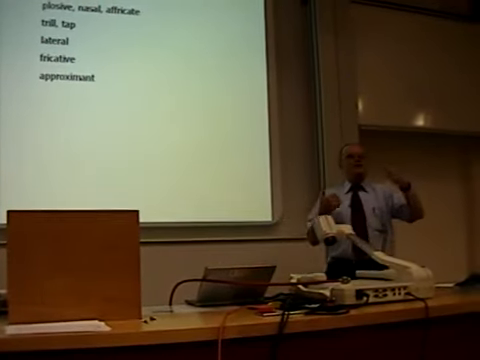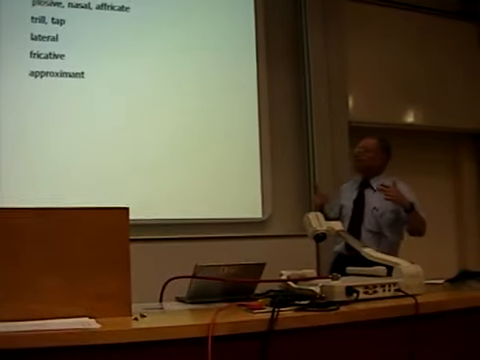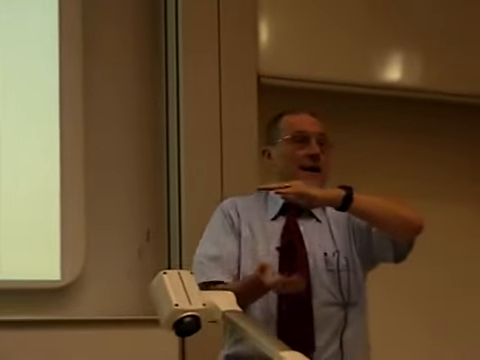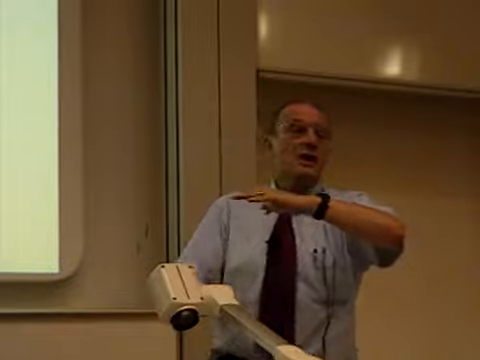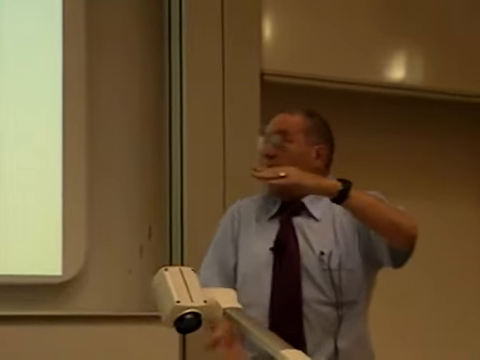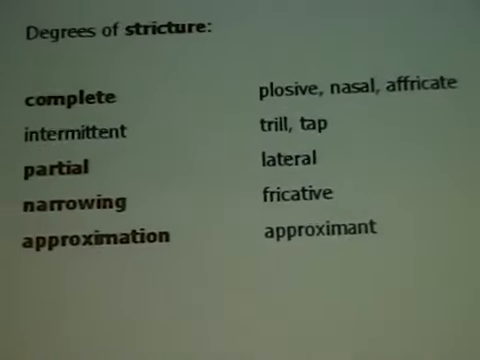When two organs of articulation are brought close together, they can either form a complete closure, or they can have a closure that comes and goes, or is partial, or they can have a mere narrowing without a complete closure, or they can just be vaguely in the region of one another without even much in the way of narrowing. And this gives us our degrees of stricture.